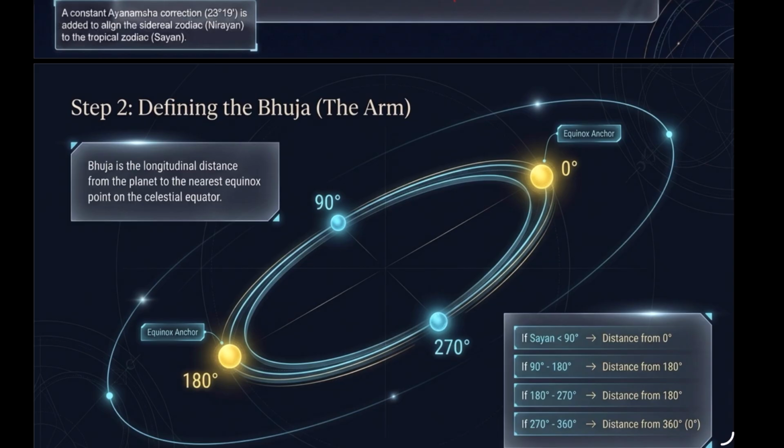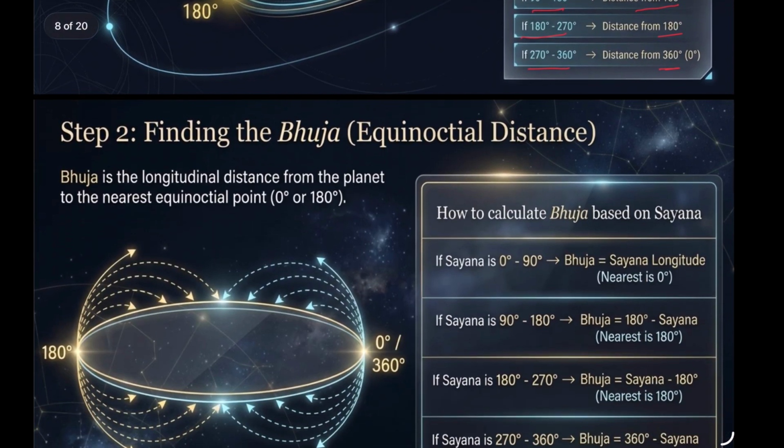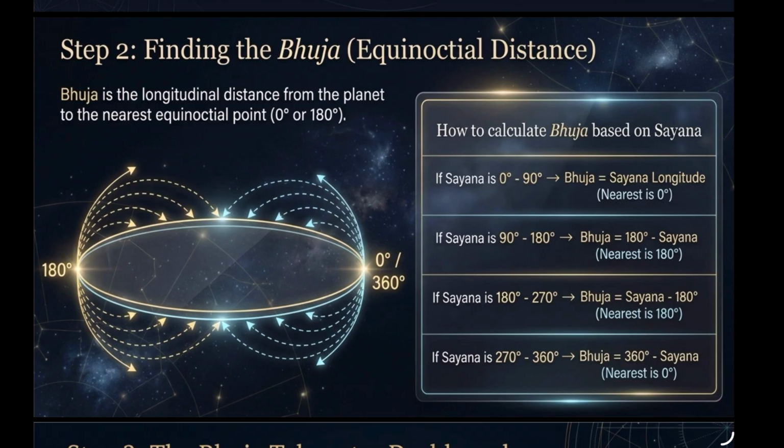If Sayana longitude is less than 90, then we have to calculate the distance from 0. If it is between 90 and 180, we have to calculate the distance from 180. If it is between 180 and 270, we have to calculate the difference from 180 degree. And if it is 270 to 360, we have to calculate the distance from 360. This is the method. How do we calculate the Bhuja or the arm? If Sayana is this, Bhuja equals Sayana longitude. If it is between 90 to 180, 180 minus Sayana. If it is this, Sayana minus 180. If it is this, then 360 minus Sayana.